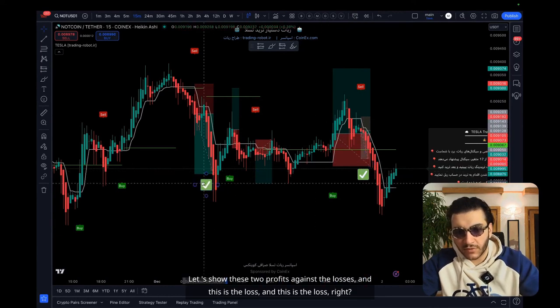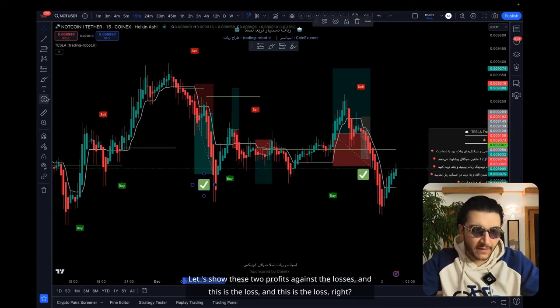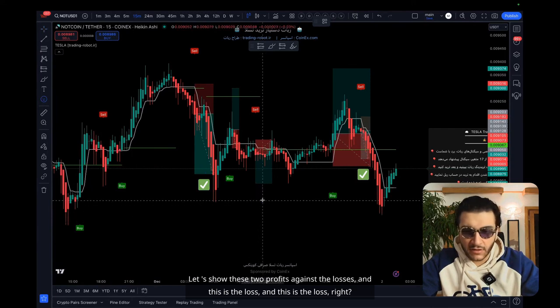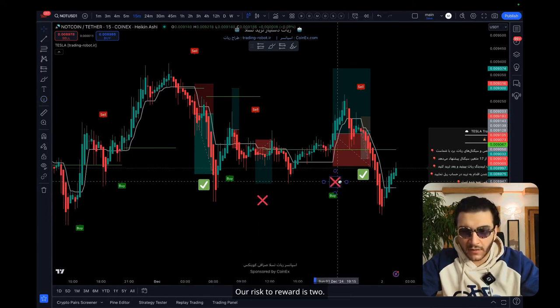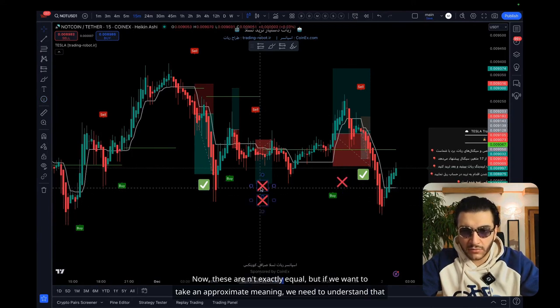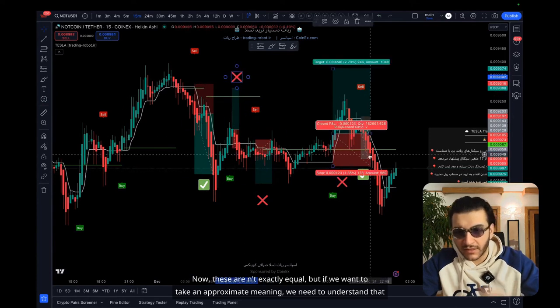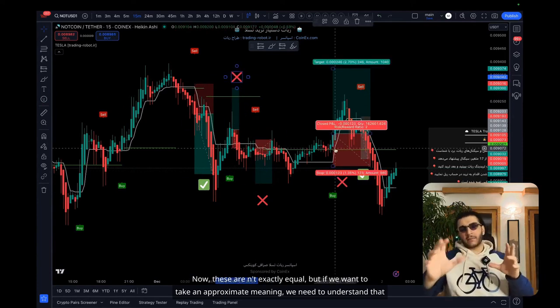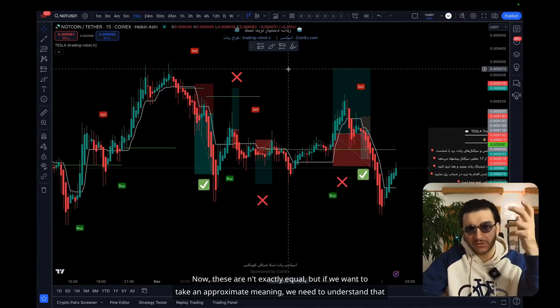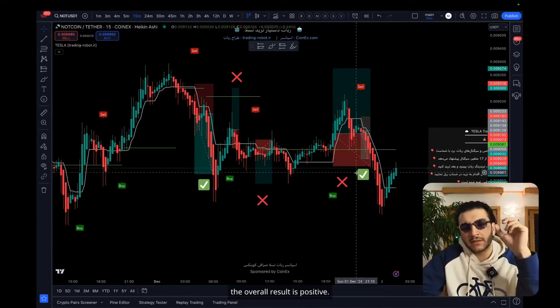Let's show these 2 profits against the losses. And this is the loss, and this is the loss, right? Our risk to reward is 2. Now these aren't exactly equal, but if we want to take an approximate meaning, we need to understand that the overall result is positive.